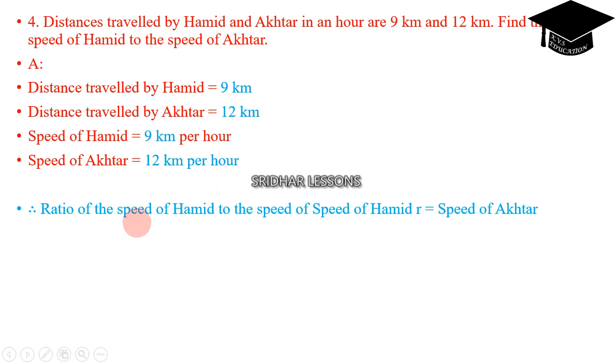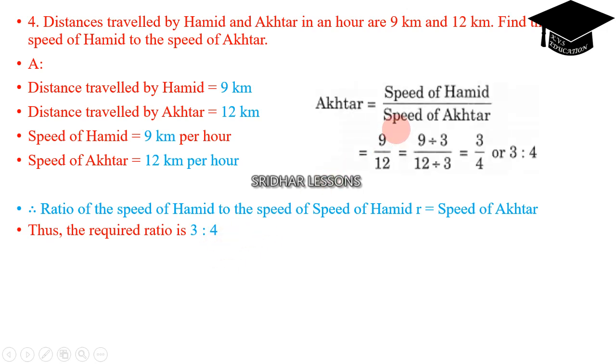Therefore, the ratio of the speed of Hamid to the speed of Akhtar is equals to 9 by 12, that is 3 by 4. 9 by 12, 3 cancels 9 3 times and 12 4 times. So this is 3 by 4 or 3 is to 4. Therefore, the required ratio is 3:4.